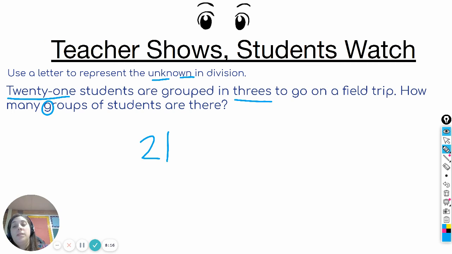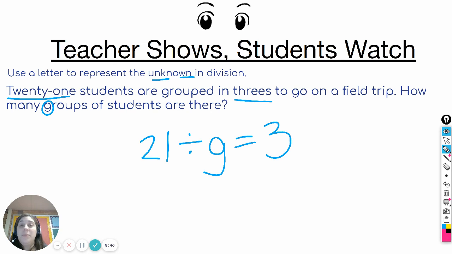Okay? So I have 21 students divided into G groups. I don't know how many groups, but once they break those 21 students into groups, they have 3 students per group. Okay, so I have 21 divided by G equals 3.